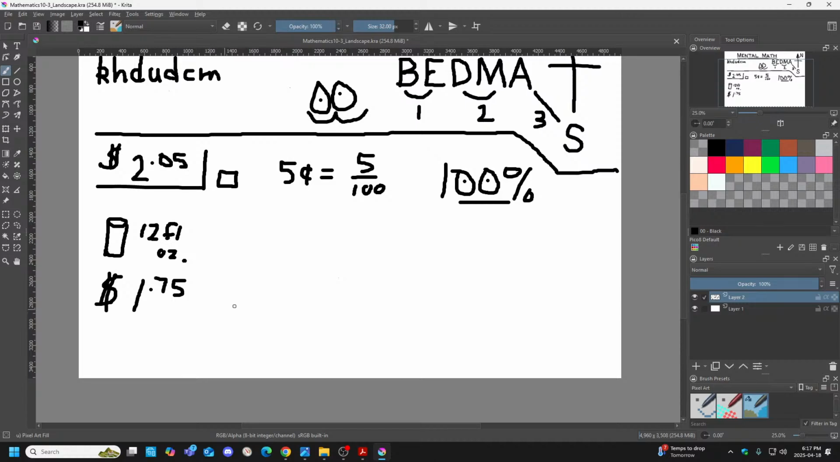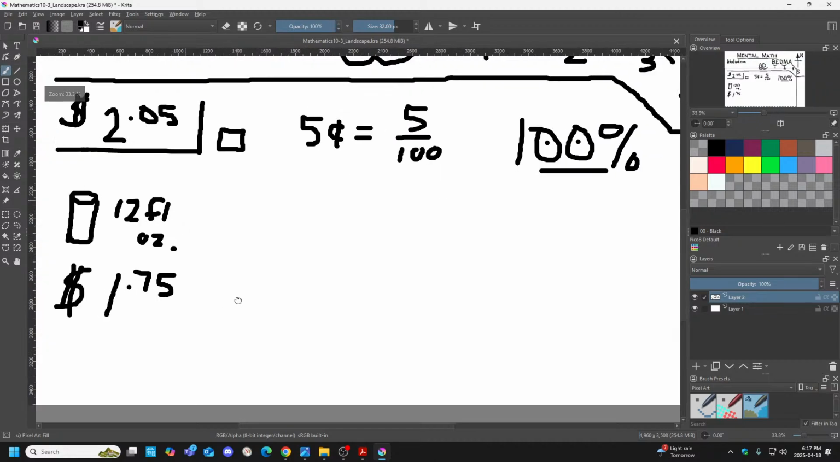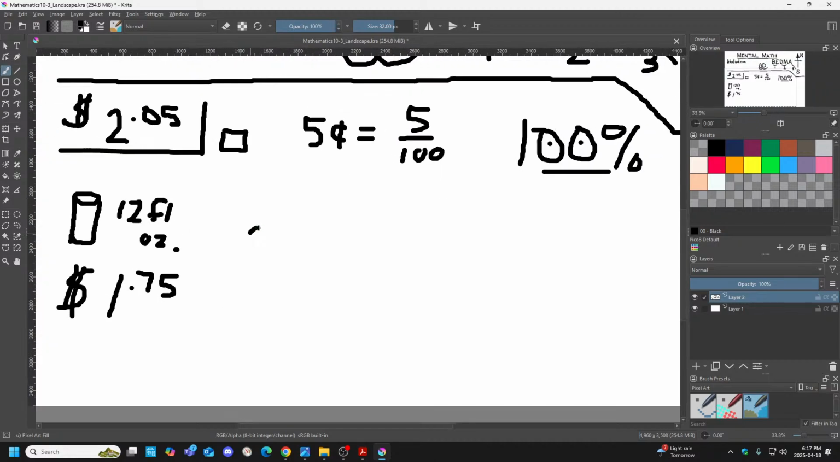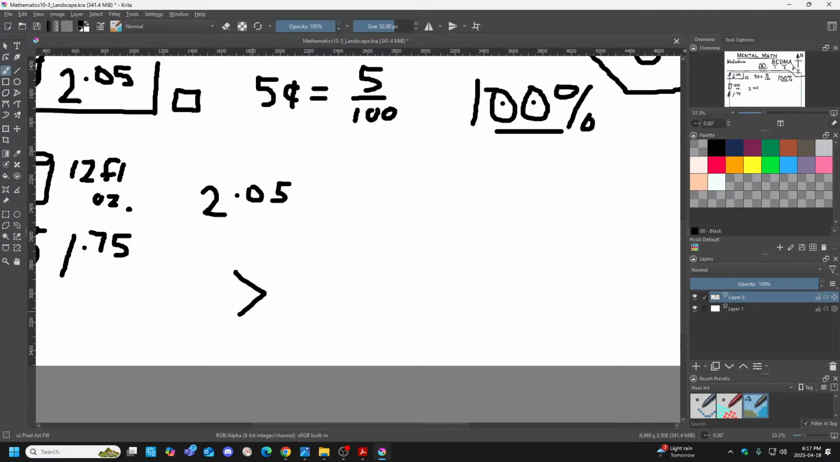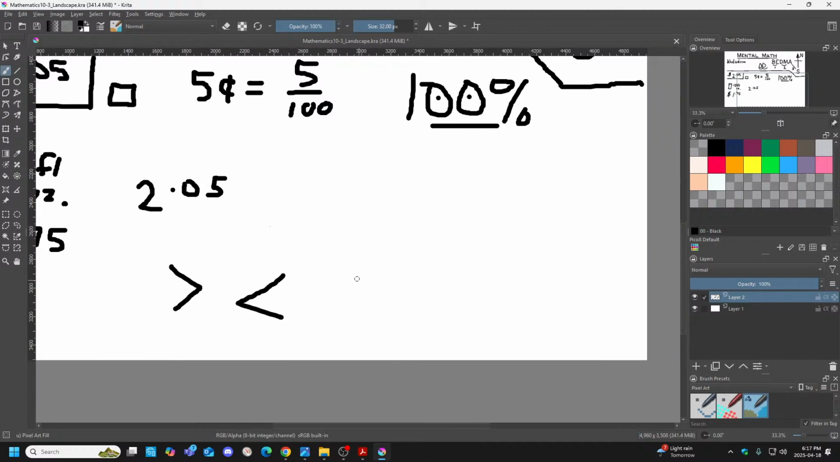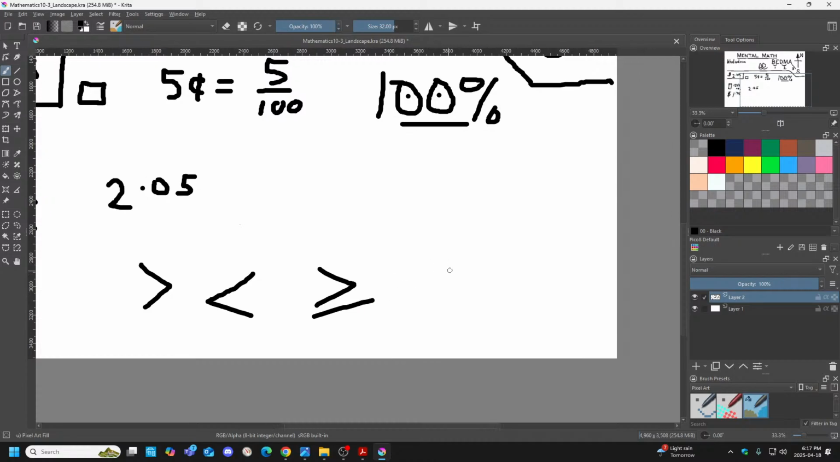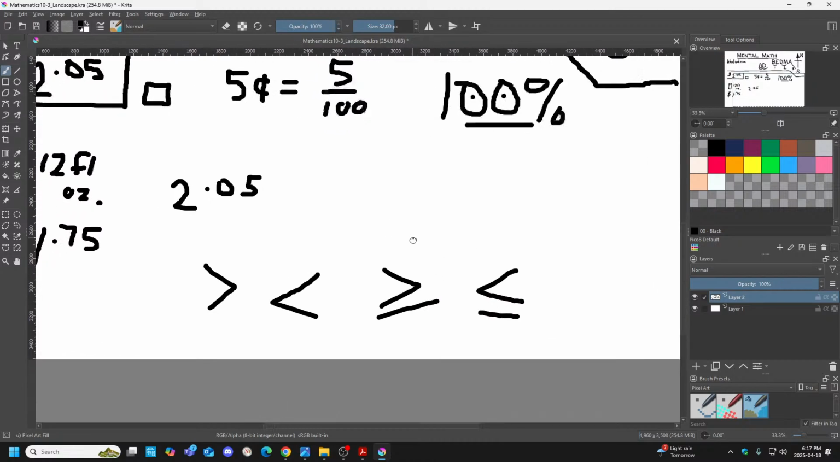Alright, so will he be able to buy one? Okay, of course. So all you need to do is compare. Is it greater than, is it less than, or is it greater than or equal to, or less than or equal to?